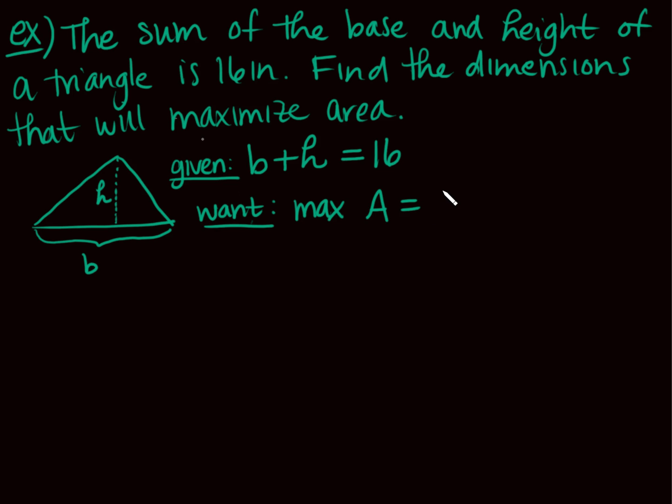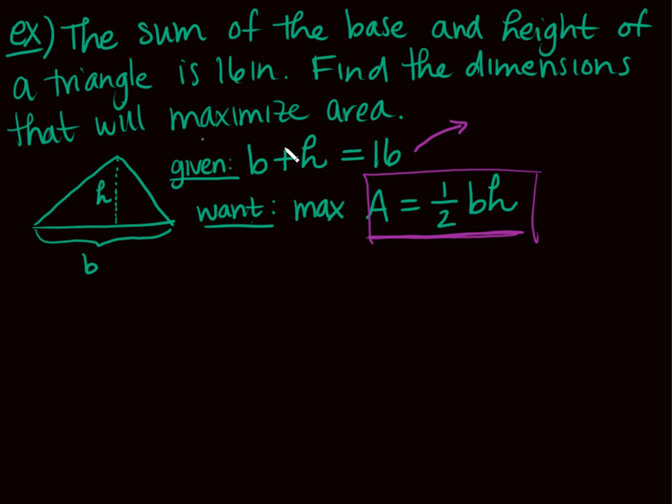A is, what's the area of a triangle? Come on, you know this. 1/2 the base times the height, right? Because remember, a triangle is basically half of a square if you think about it. Good. We have 1/2 the base times the height. So this is the equation. I want the maximum of this area equation, which means I need to figure out how to make it a quadratic somehow, because that's what this whole section is about. So how do I make that a quadratic?